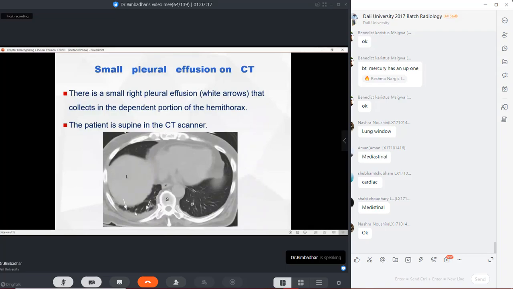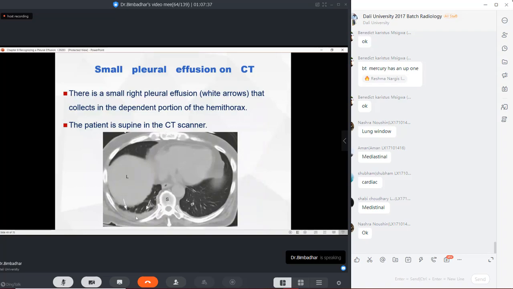You see here, L denotes I'm looking at the liver. S denotes that I'm looking at the spine. So this is almost at the level of T12 thoracic spine. This is the upper border of the liver. I'm looking at the superior surface of the liver, or the diaphragmatic surface of the liver.